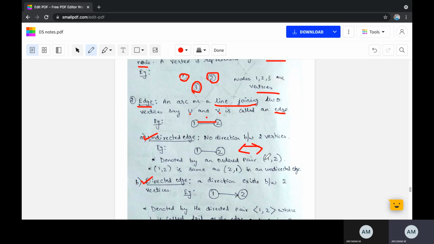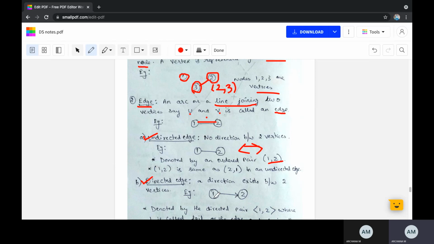It is denoted by an ordered pair. The vertices with the edge are always represented like this, for example edge 1 comma 2. For example, you have 3 and 2 like this. I have an edge between 3 and 2, and that is represented as 2 comma 3. This is known as an undirected edge.